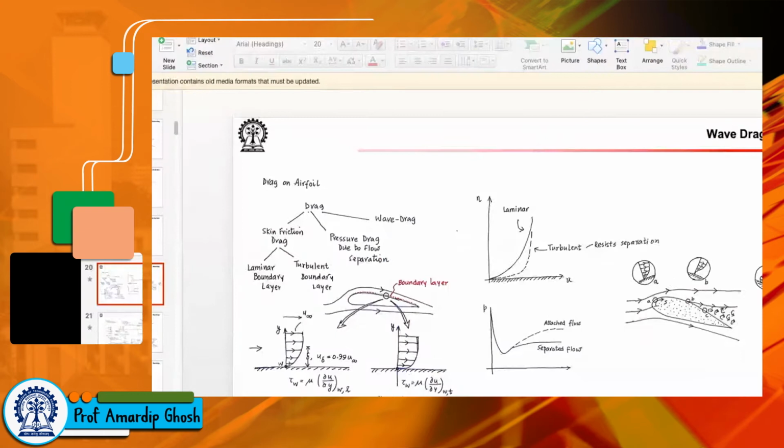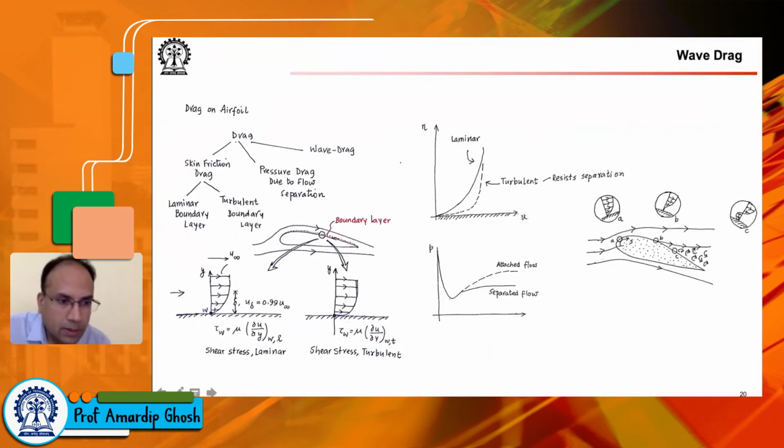Now I will switch on to presentation mode, and so if you see my screen here, a little bit of a recapitulation. We are talking about drag on airfoils, drag on wings for quite some time now. We have identified two important sources of drag. One is the skin friction drag that stems from the boundary layer effect that is close to the wall of the wing.